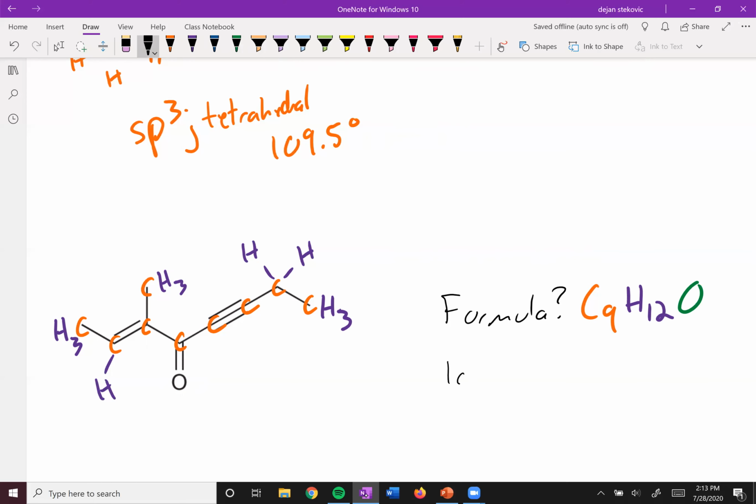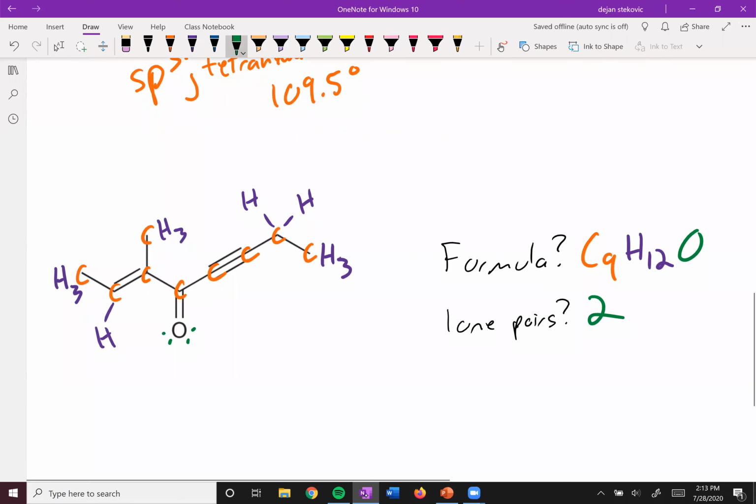We could ask for the number of lone pairs. And of course, we're going to look at our non-carbon atom. That's this oxygen. And this oxygen, again, needs 2 sets of lone pairs. So there's 2 lone pairs. And then we can talk about the hybridization of the carbons. So let's first identify all the sp3 carbons, all the things that are attached to 4 things. So there's 1 here, 1 here, 1 here, and then 1 here. So all of these are sp3 hybridized.